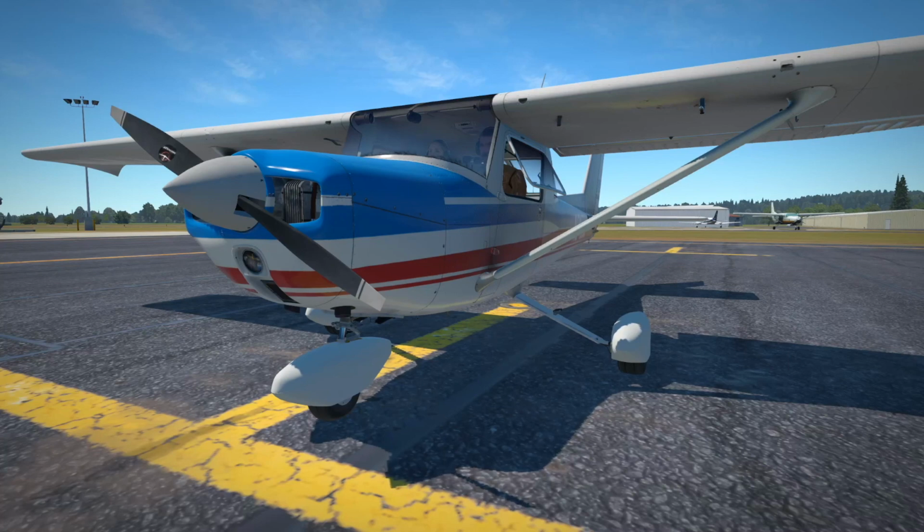I will walk you through my thought process before we take off for how I'm going to approach that. But before we do that, let's take a look at these two awesome airports.